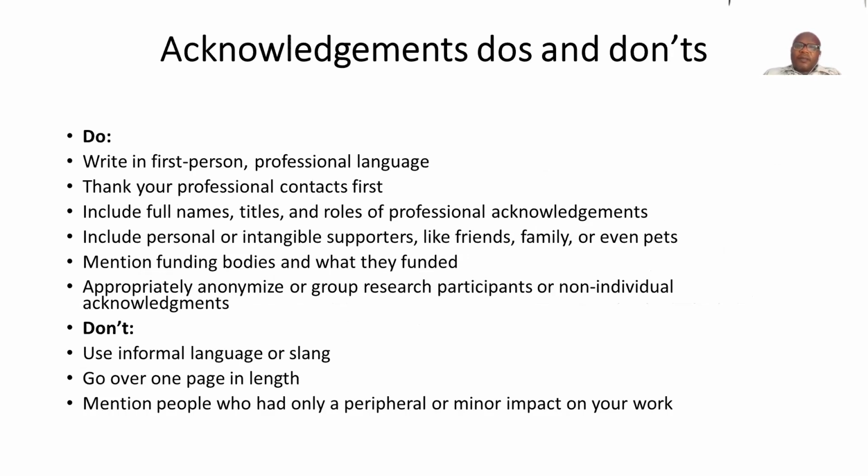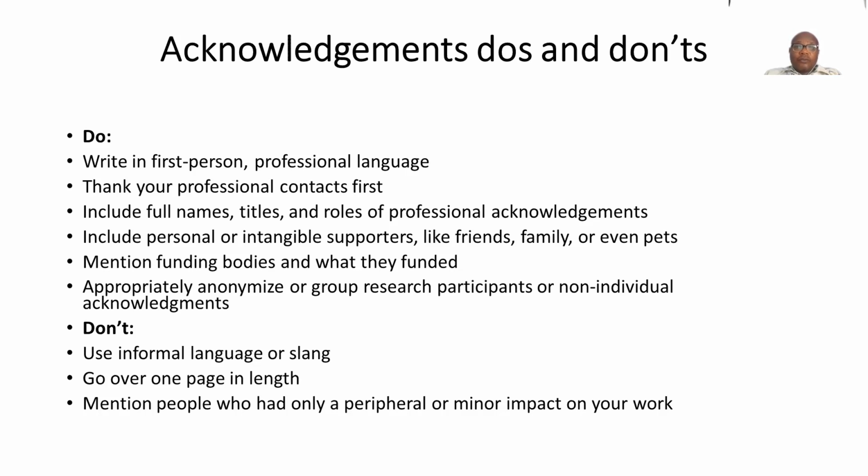So, acknowledgement dos and don'ts. What should you include in an acknowledgement and what should you not include? First of all, the rules of acknowledgement: write in first person professional language. Thank your professional contacts first. Include full names, titles, and roles of professional acknowledgements. Include personal or intangible support, like friends, family, or even pets. Mention funding bodies and what they funded. Appropriately anonymize or group research participants, not individuals, in acknowledgements.